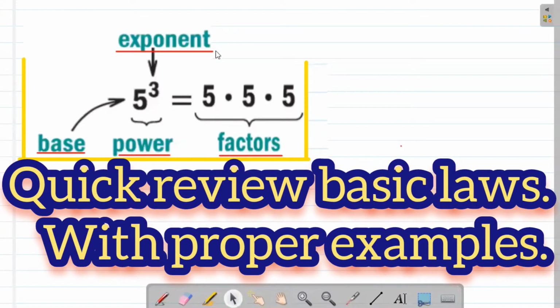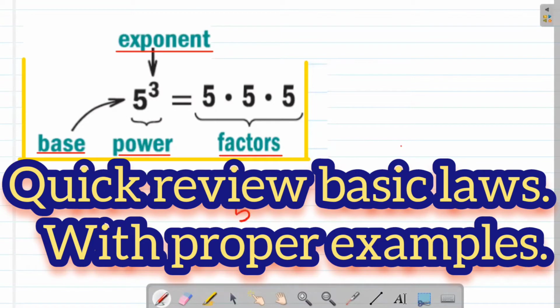Okay, so this is the third video in which we are going to explain powers and exponents. In the previous video, I have already explained what is an exponent, what is a base, what is a power, and what are the factors. So now in this video, we will quickly revise.